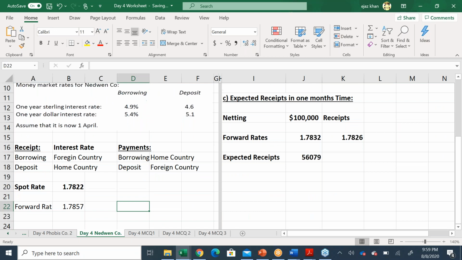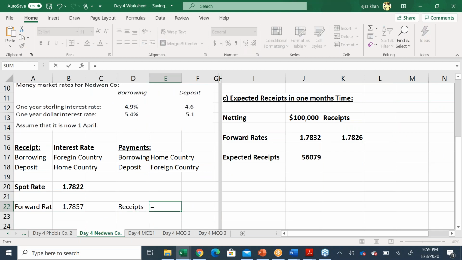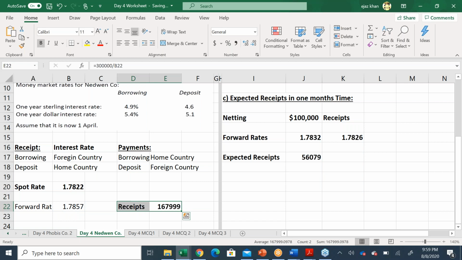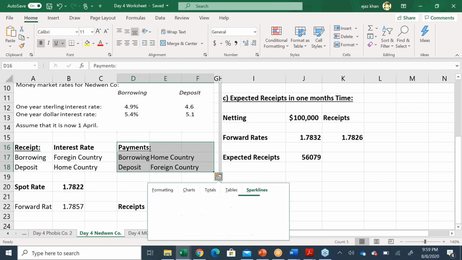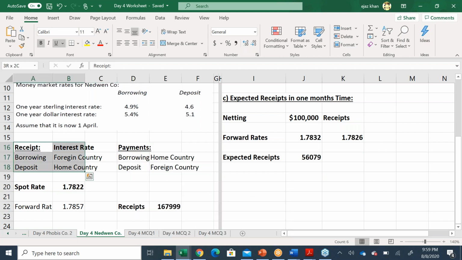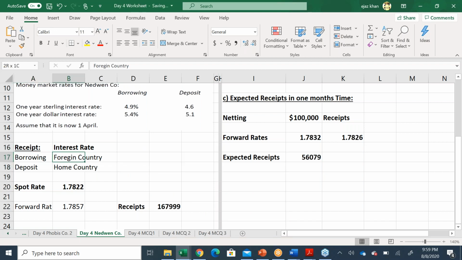So expected receipts will be 300,000 divided by 1.7857. That's the answer. Now I'm going to give a quick recap of what we did. The first thing, you should always remember these two. The payment one is not required at the moment, so it will be the opposite. If you remember the receipt one, you can easily remember the payments one. So you just have to reverse these two.